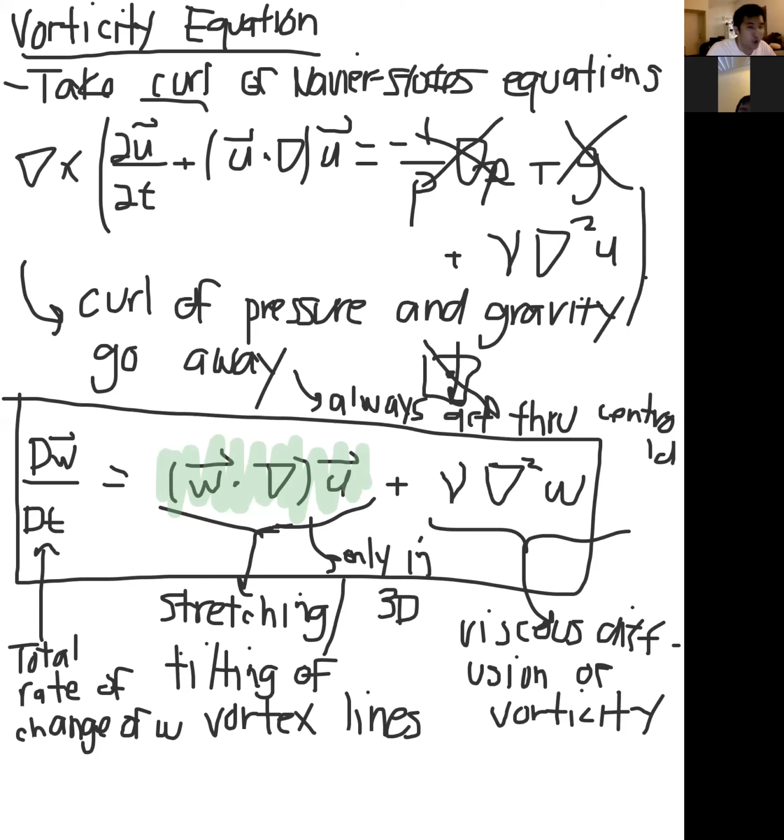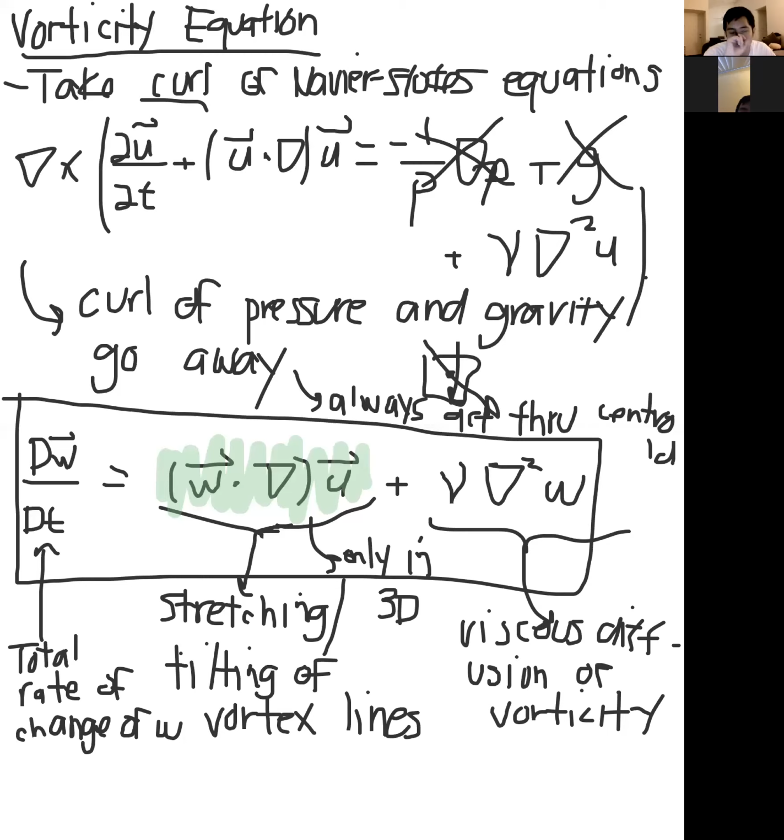In order to get any stretching or tilting of vortex lines, you need really complex interactions between the flow and the vorticity that can only happen in 3 dimensions. So we'll leave it at that. We can definitely dive into that term and see what it means in more detail, but I think for this class, this is good enough.